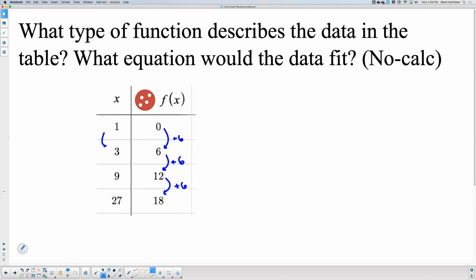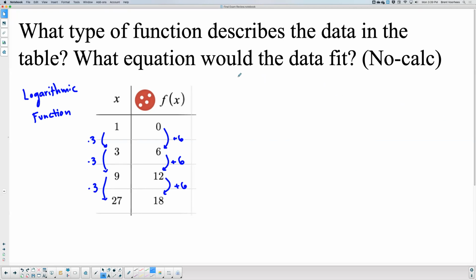And the x values are actually multiplying. This is a straight multiplication. This is a really simple one. I am multiplying by 3 every time. Each value gets multiplied by 3. Which tells me that this is a logarithmic function. Logarithmic has x's changing multiplicatively, and your y's changing additively. That's a logarithmic function. Now, what equation would best fit the data?